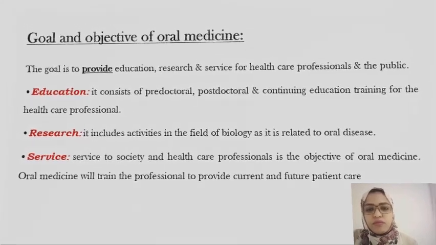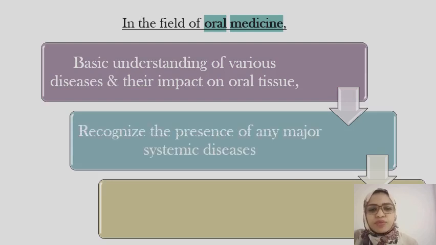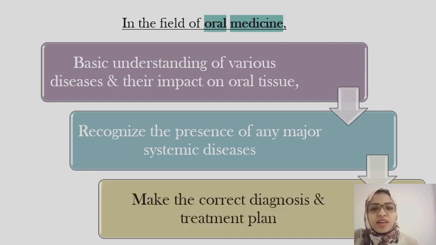Okay. In the field of oral medicine, we have a basic understanding of various diseases and their impact on the oral tissue. So it is easy for the practitioner to recognize the presence of the major systemic diseases, as I said before, and accordingly this will make me, as a dentist, make the correct diagnosis and decide the better treatment plan. You know, I can make a treatment plan, so as to do justice to what is happening to him.